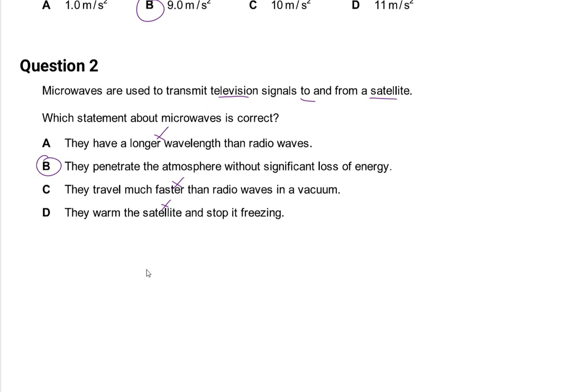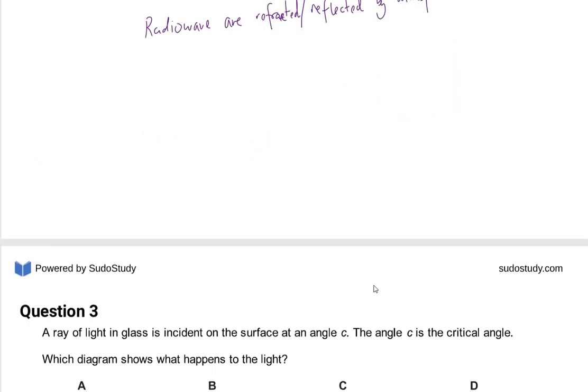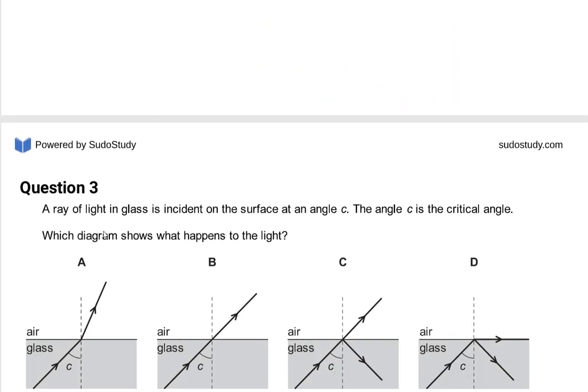Again, radio waves, I'm going to write it down here. Radio waves are refracted slash reflected by the atmosphere. Okay, so this is another piece of information. Again, refracted, so it means it's going to bend through the atmosphere and then it's going to get reflected as well.